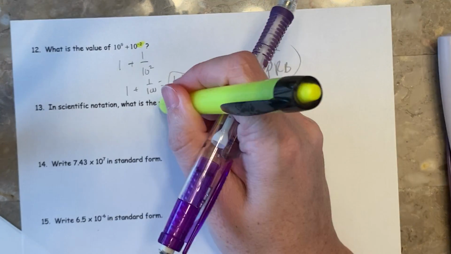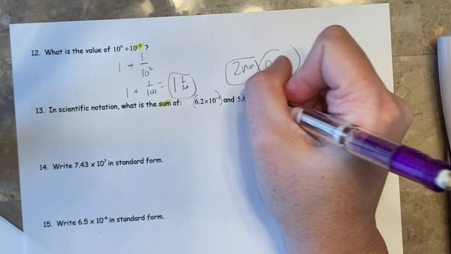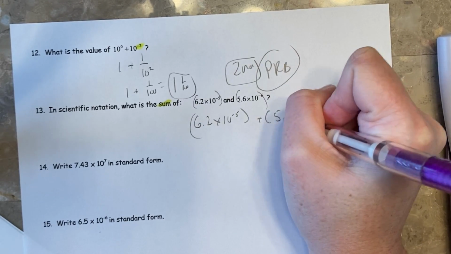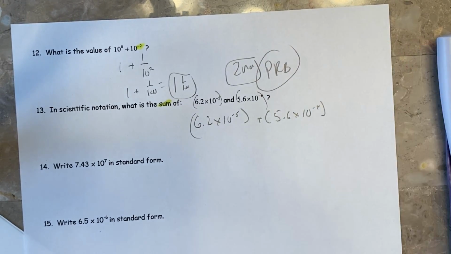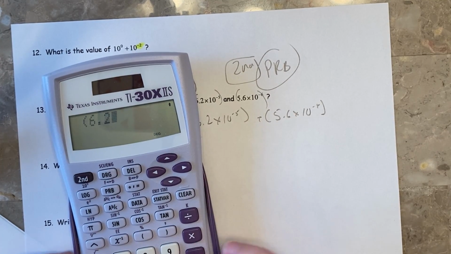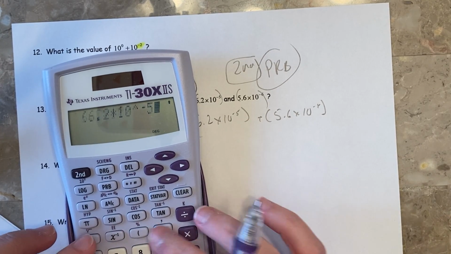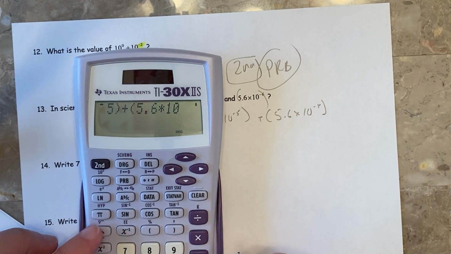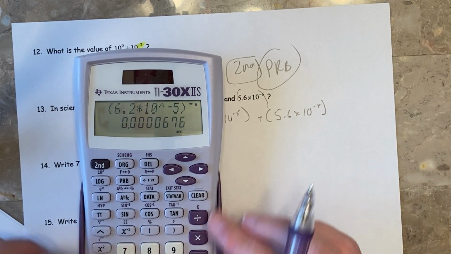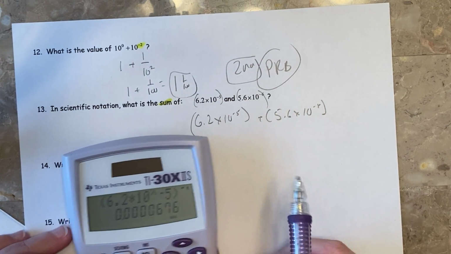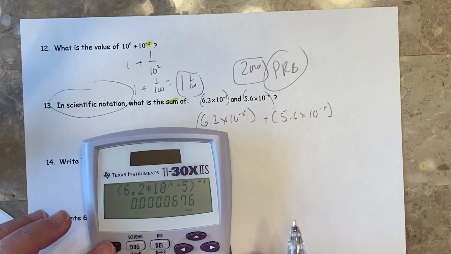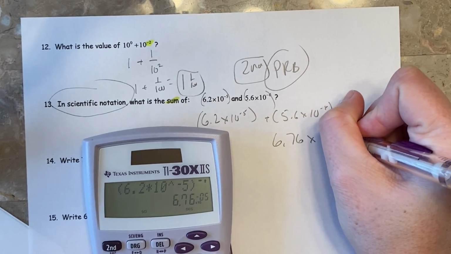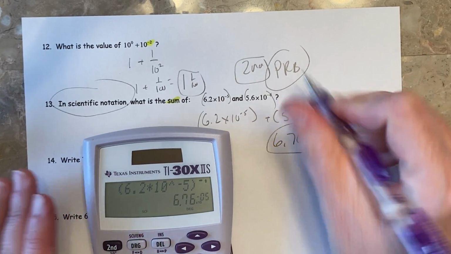Okay, number 13. Again, sum means to add. So the most important thing is that you put these in parentheses when you're putting them in your calculator. Okay, so you get 6.2 times 10 to the negative 5th plus 5.6 times 10 to the negative 6, all in the calculator. And you want this to be in scientific notation, so you should be comfortable with your second DRG. And you should have gotten 6.76 times 10 to the negative 5th.